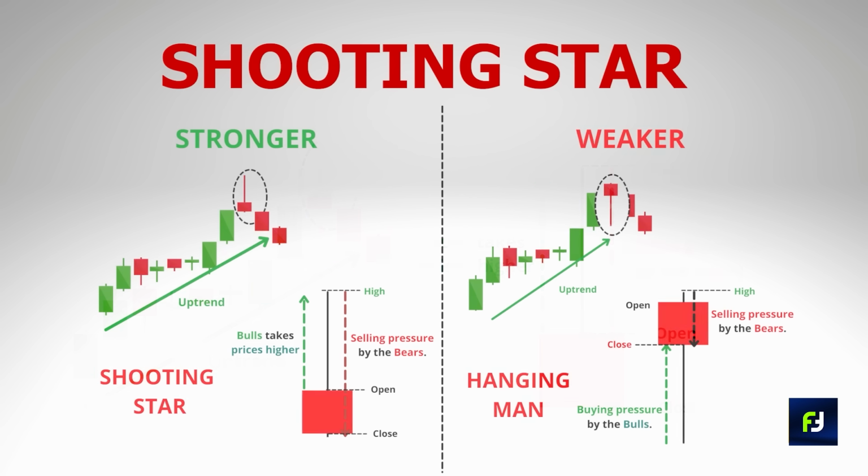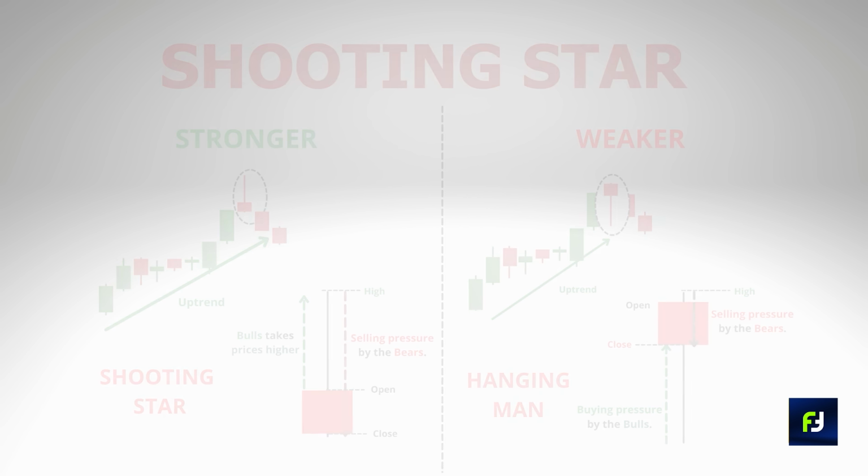So the shooting star is a strong bearish pattern. It is stronger than the hanging man pattern that is formed in the uptrend. This is because the sellers were more in control when the shooting star was formed rather than during a hanging man pattern. Now let's move to the third category of candlesticks.